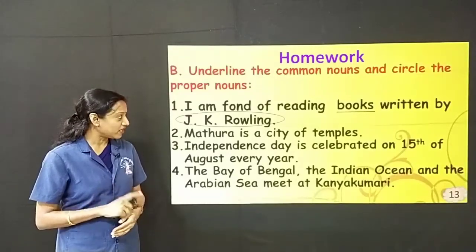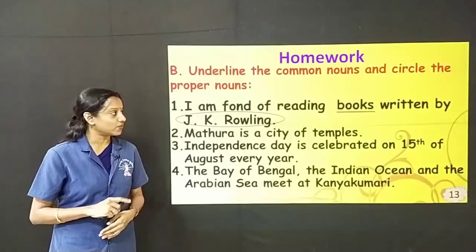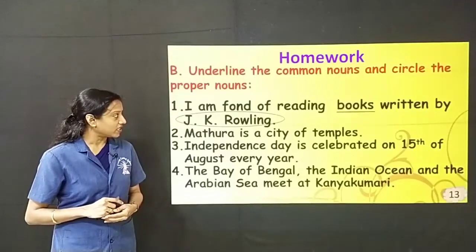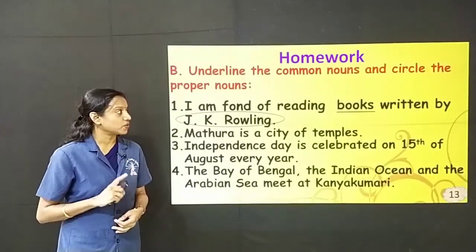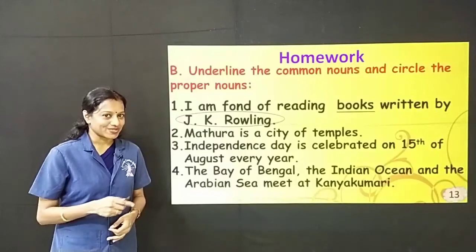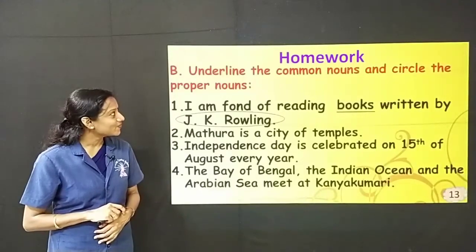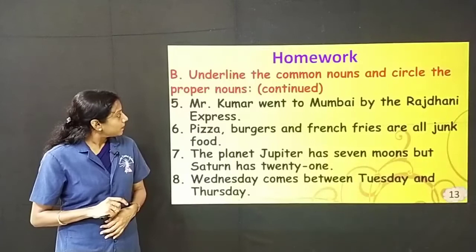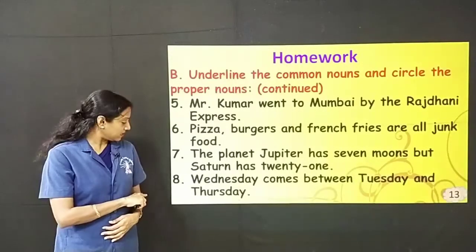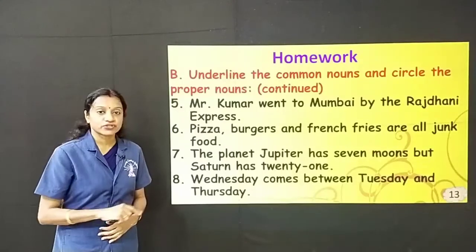It is the same way you are going to continue doing the other ones. So books here is a common noun and J.K. Rowling here is a proper noun. So, underline the common nouns and circle the proper nouns. Till number 8 you have to do as your homework.